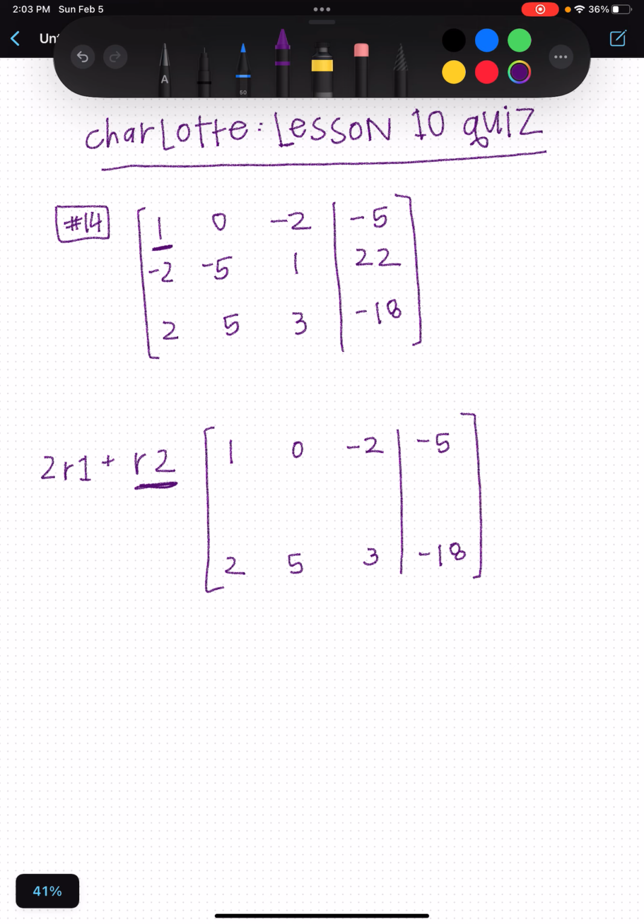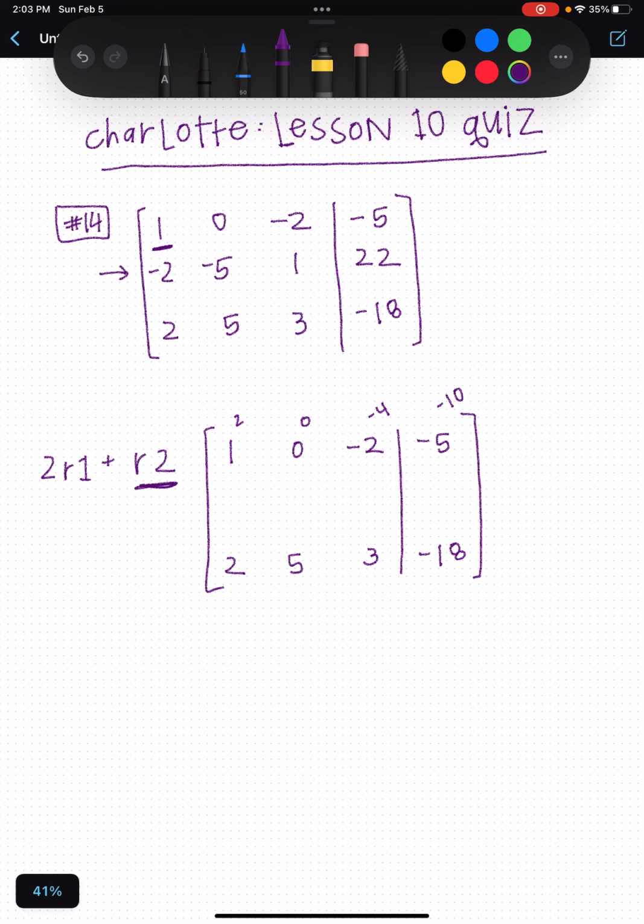Okay. And then I'm changing row 2. And so the way I'm going to change row 2 is I'm going to multiply 2 times row 1, which gives me 1 times 2 is 2, 0 times 2 is 0, -2 times 2 gives me -4, -5 times 2 gives me -10. And it looks like I'm changing row 1, but I'm not. I just wrote those little numbers so that I can remember what they are. Then I'm going to add that to row 2.